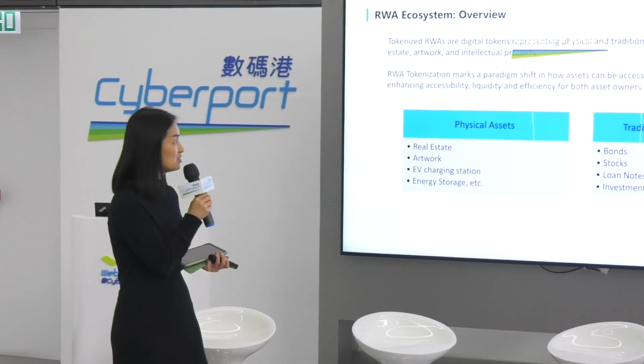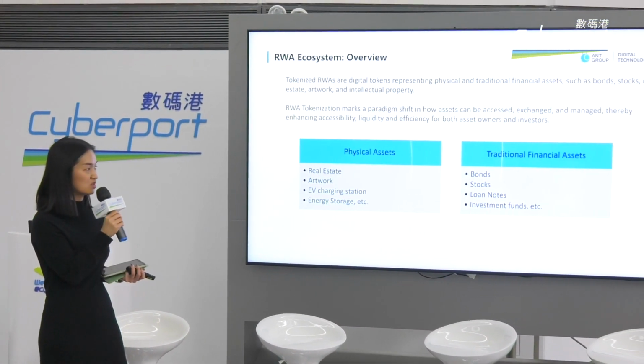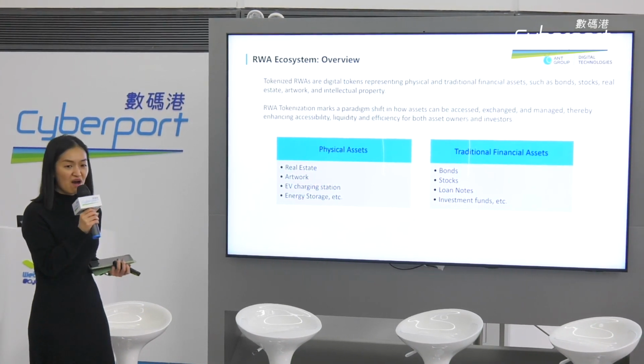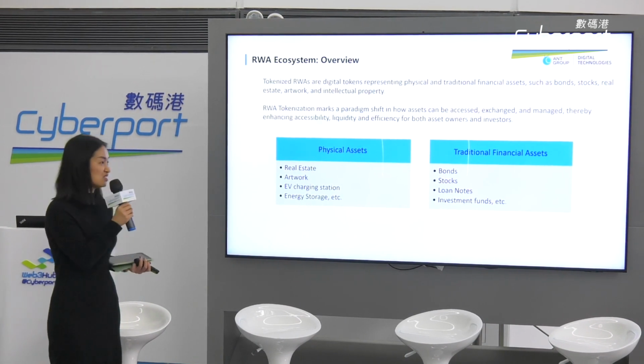So basically, for those who are less familiar with real-world asset tokenization, just to give a brief overview before our panel discussion. So essentially, what is the RWA? Tokenized RWAs are essentially digital tokens which represent physical and traditional financial assets. For example, bonds, stocks, real estate, artwork, etc.